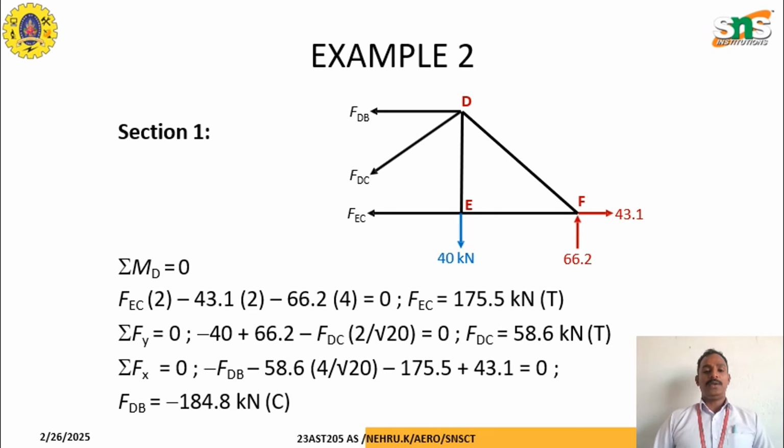Now we go to the second part, cutting at the section and finding FDB, FDC, and FEC. Taking moment about point D, we get the member forces. Here we get FCE equal to 175.5 kilonewton, which is positive and indicates tension. FDC is equal to 58.6 kilonewton, also tension, whereas FDB equal to minus 184.8 kilonewton. The minus indicates this member carries a compression load.